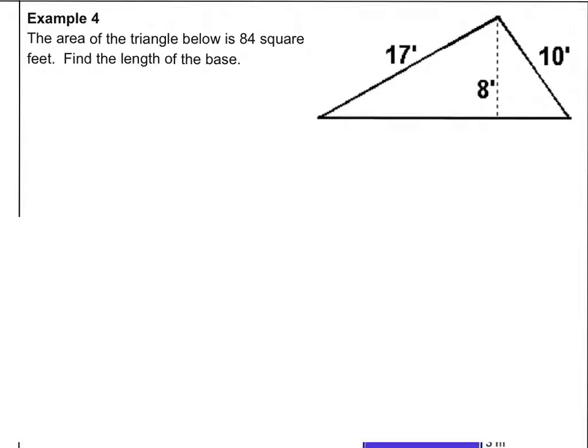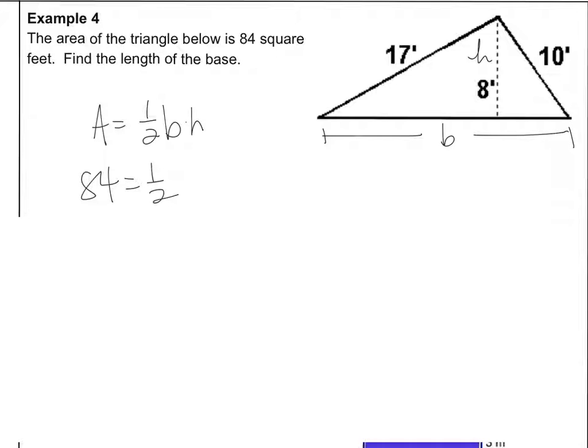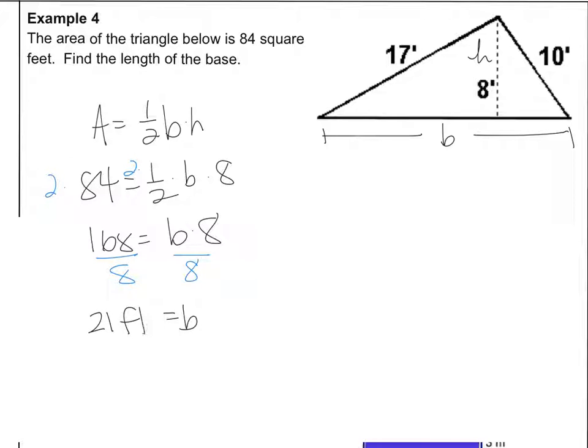In this problem, we're given that the area of the triangle is 84 square feet, and we want to find the length of the base. Now remember, area of a triangle is 1/2 base times height. We know that the area is 84. We're looking for the length of our base, and our height is 8. I can start this problem by multiplying both sides of the equation by 2, which leads me to 168 is equal to B times 8. I can then divide both sides by 8, which leads me to the length of the base is 21 feet.